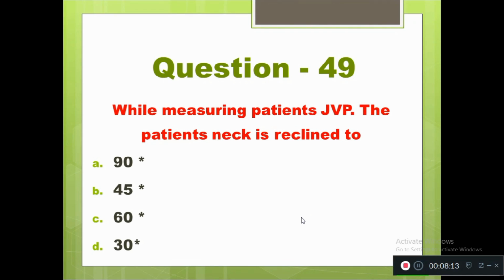Now question number 50. While measuring the patient's jugular venous pressure, the patient's neck is reclined to which angle?